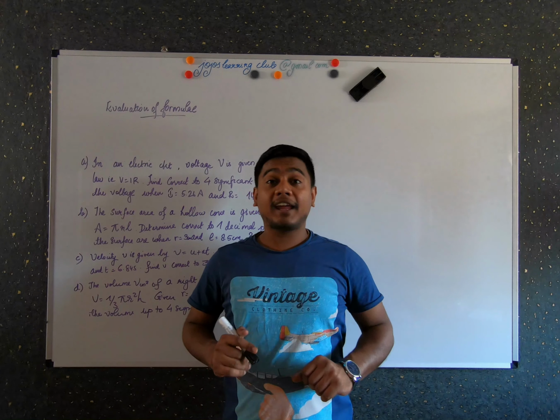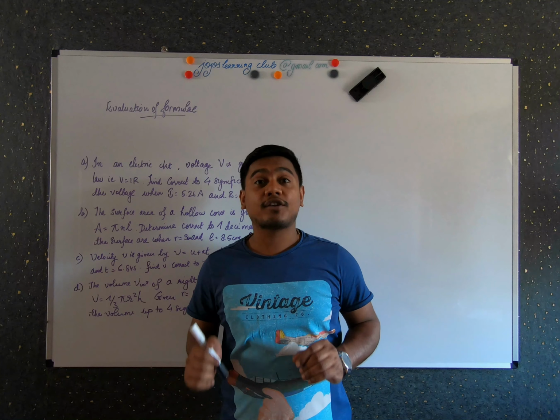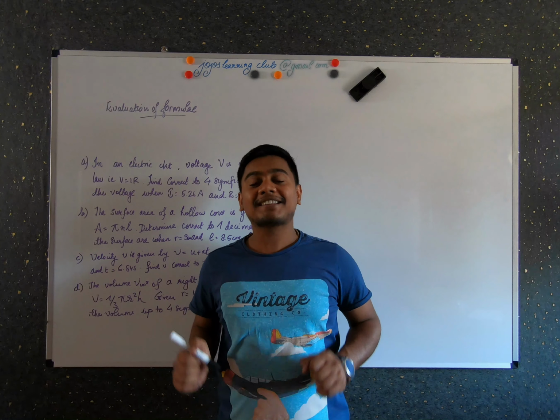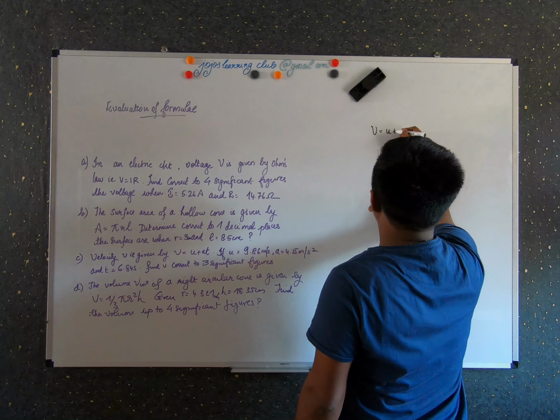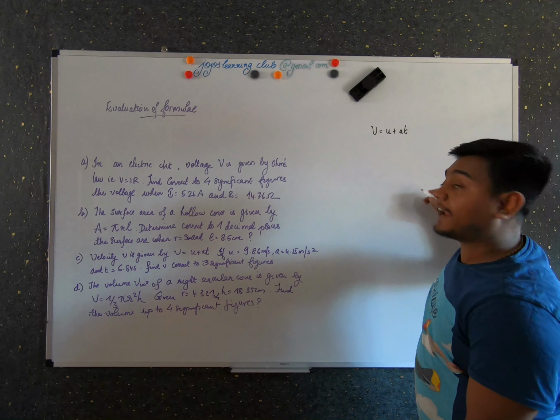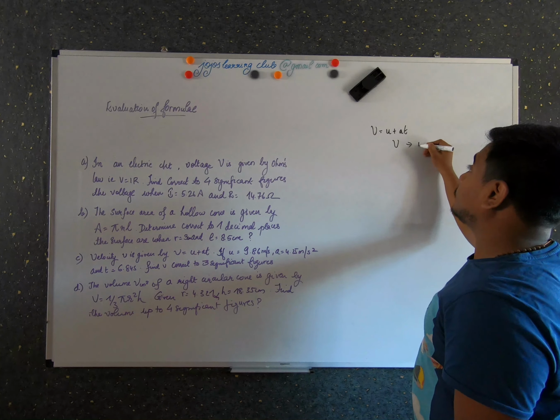Hello guys, I'm back again with another lecture on evaluation of formula. For that, let's start with writing a formula. So I'm going to write here the formula for equation of motion, which is V is equal to U plus AT. You can see that V is written in terms of U, A and T. The single term V, which is written on the left side of the equation, is the subject of the formula.